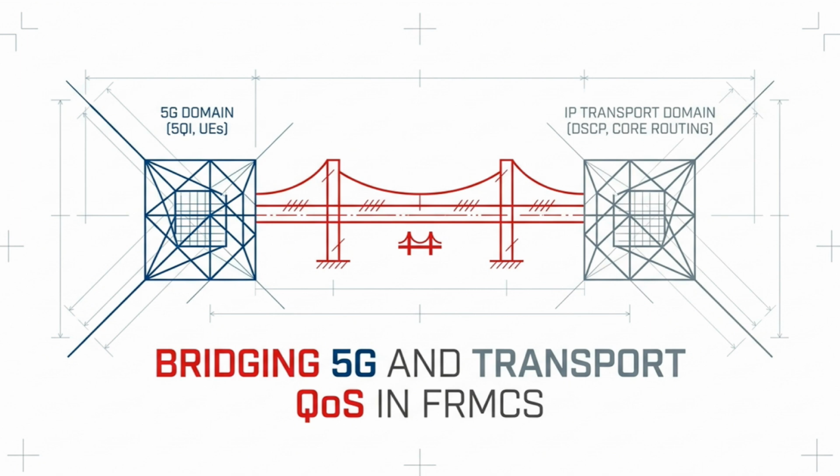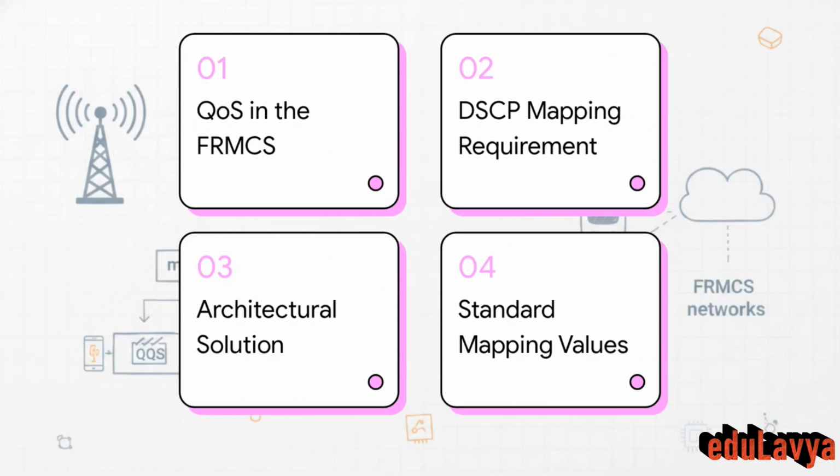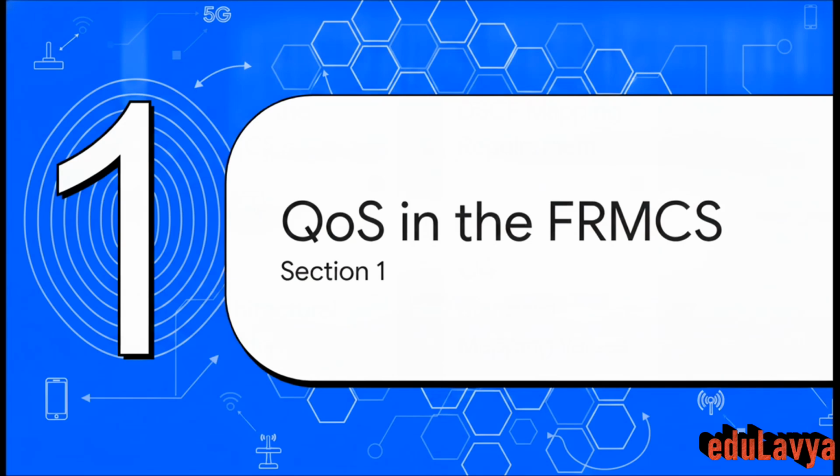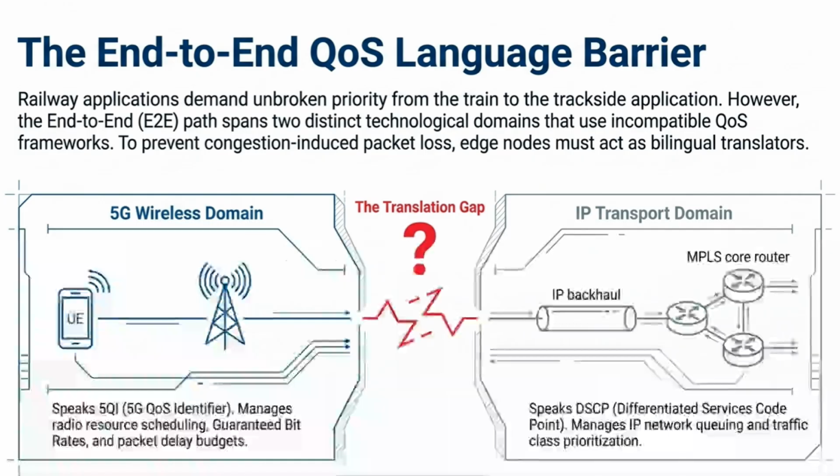So we're going to see exactly how we bridge that gap between the cellular wireless domain and the fixed IP transport network. So here's a quick look at the agenda for today. We'll start with number 1, QoS in the FRMCS. Then 2, the DSCP mapping requirement. 3, architectural solution. And finally 4, standardized mapping values. All right, let's jump right into section 1, QoS in the FRMCS.